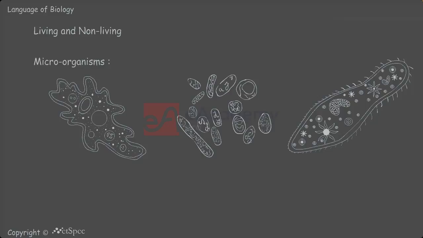Once again, let us recap. Certainly we can see various kinds of objects, various kinds of things in our surroundings. Some of them are living and some of them are non-living. How can we categorize these things as living and non-living? The things which have life, we consider as living forms, and the things which don't have life, we consider as non-living forms.